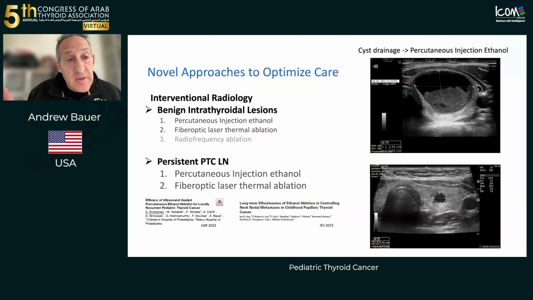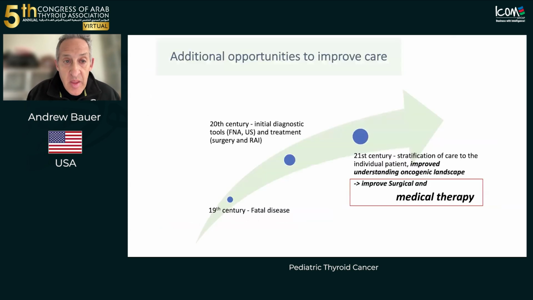We are also using non-surgical approaches to benign lesions, and so cysts can be managed, if they're cosmetically bothersome or physically bothersome, with percutaneous injection of ethanol, through interventional radiology. We are starting to recommend ablative techniques for benign lesions and even considering some ablative techniques for minimally persistent thyroid carcinoma, to include ethanol or fiber optic thermal laser or radiofrequency ablation.